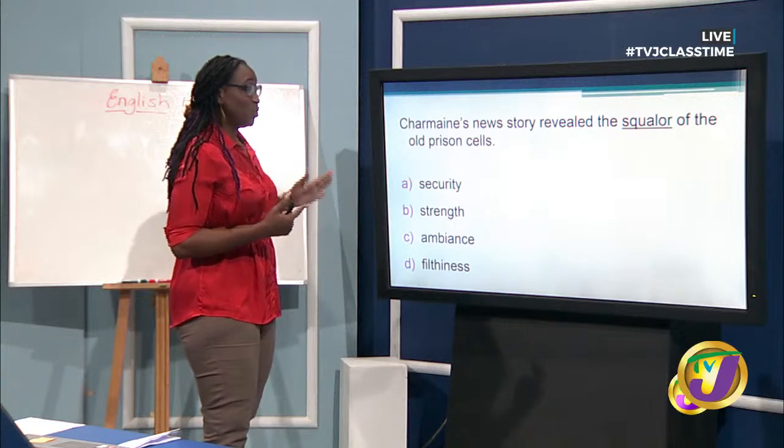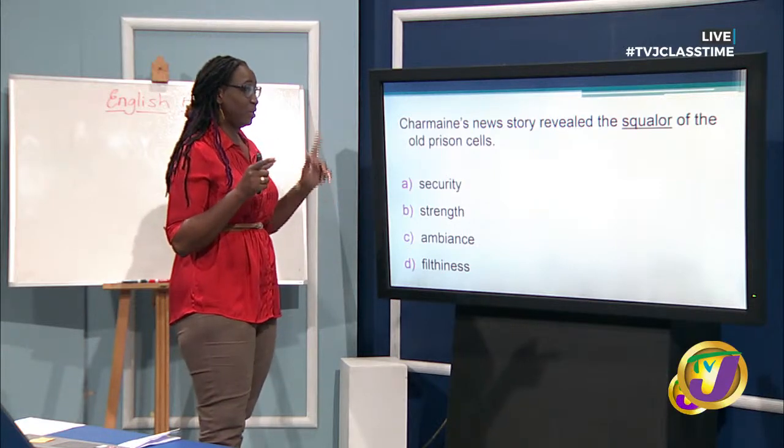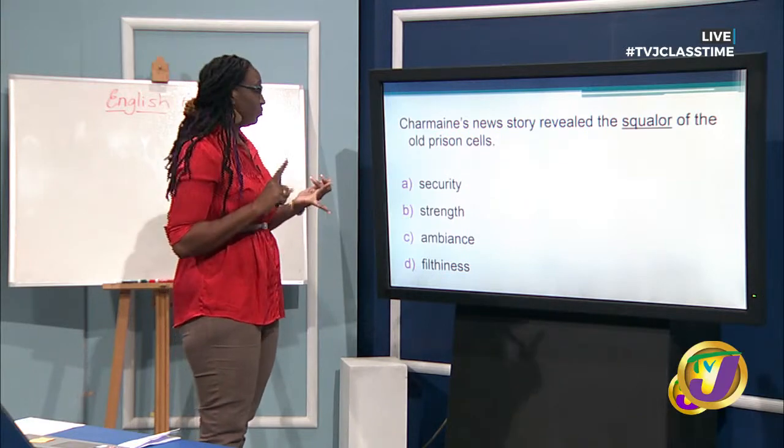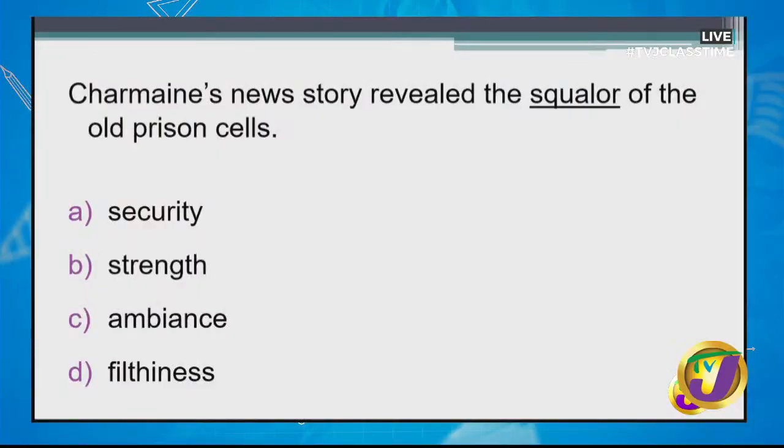So of these four, which one do you believe conveys the same meaning as squalor? So you have security, you have strength, you have ambiance, and you have filthiness. Revealed the squalor. Because it's prison cells, you might be thinking, security looks like a good option. You might be thinking, prison cells, strength is a good option because the cells should be strong. But remember, it says old prison cells.